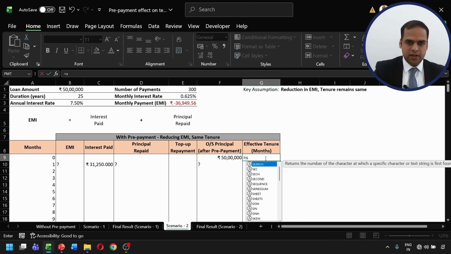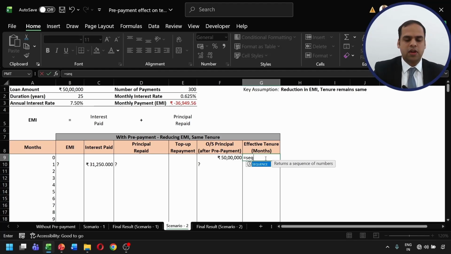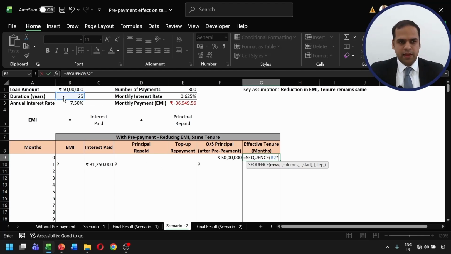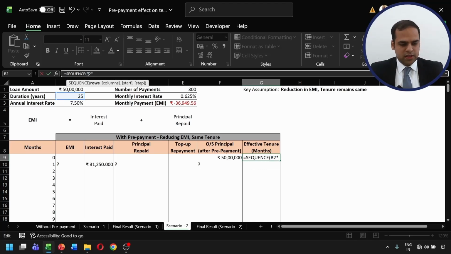So here I'll insert a sequence formula, because as we know our tenure remains the same. At 0 month, I know that we have to make the payment for the next 300 months. So sequence, the number of years is 25 years and I'm going to freeze this cell, 25 years. The number of months is 12 months, column nothing, start 300 and -1.